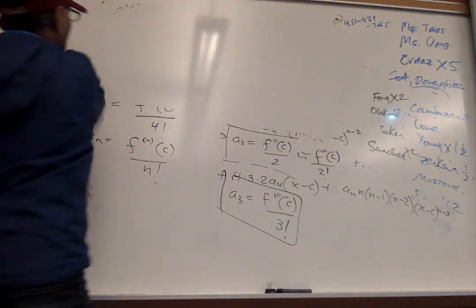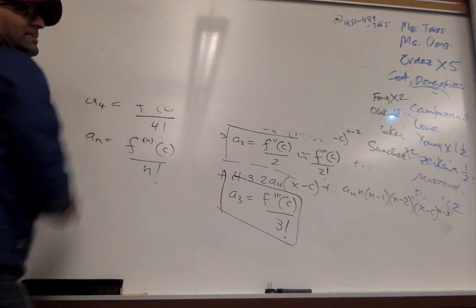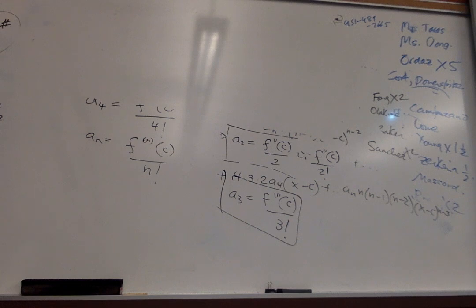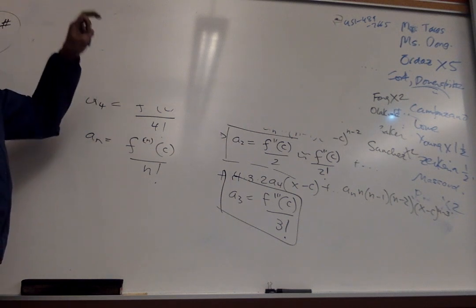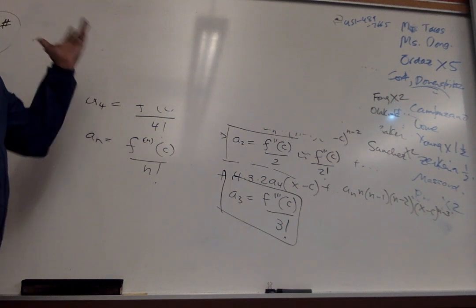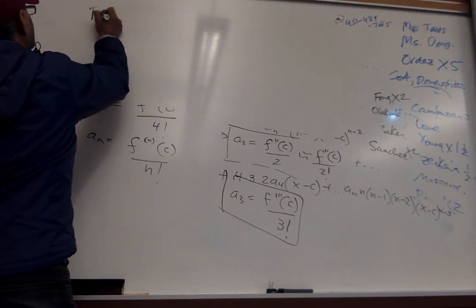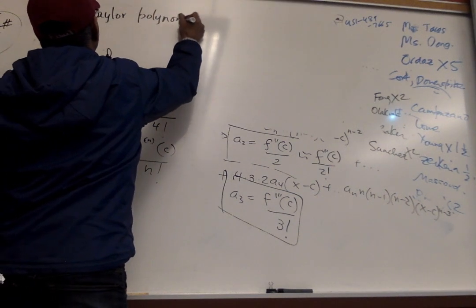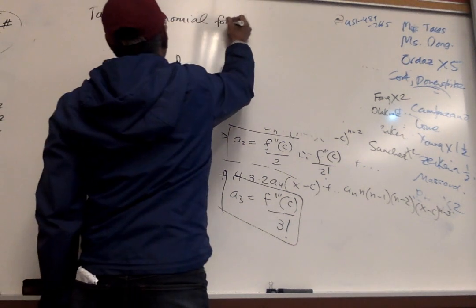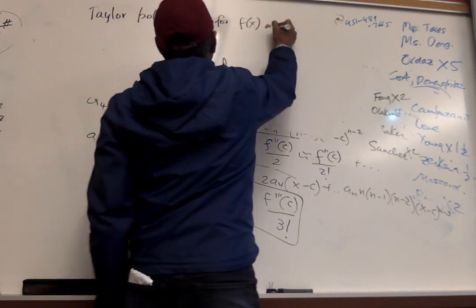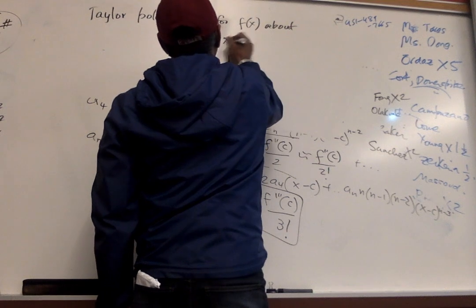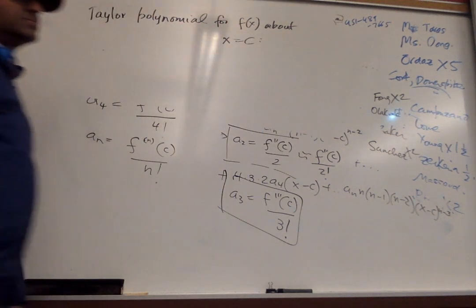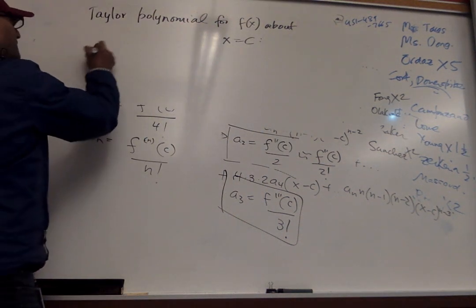So big discovery. Now I'm using jargon. What we just found is called the Taylor polynomial. Just play along. It's named after the mathematician. Please write this down. So the Taylor polynomial for f of x about x equals c is f of x.